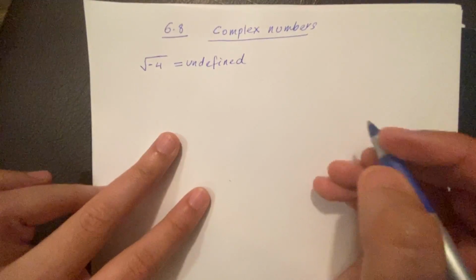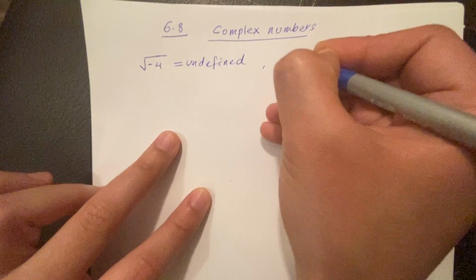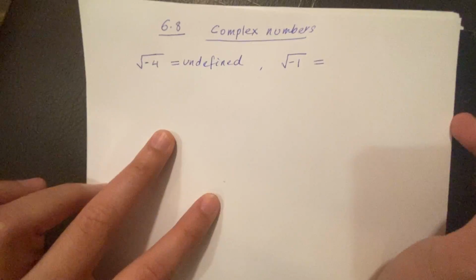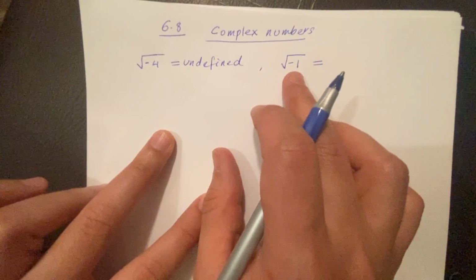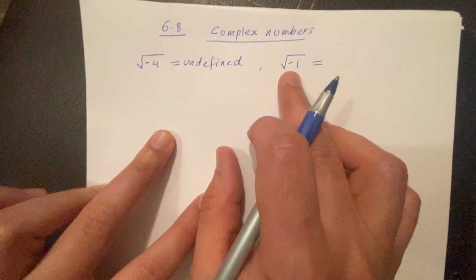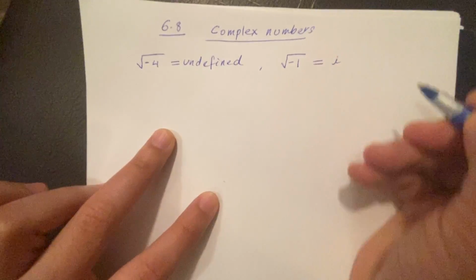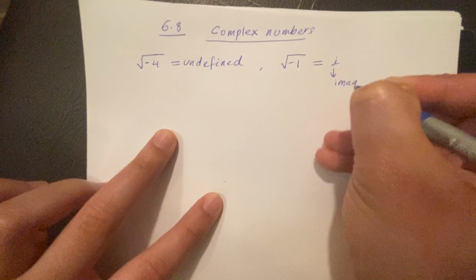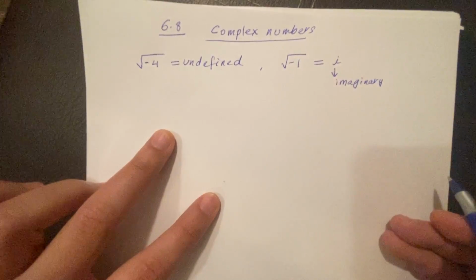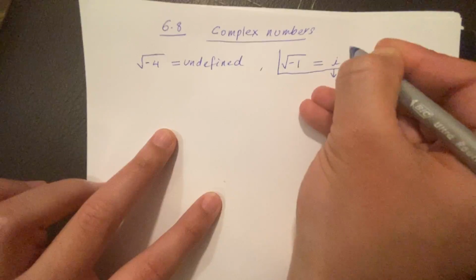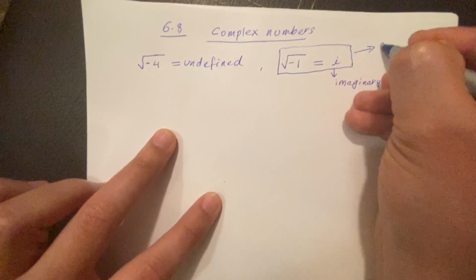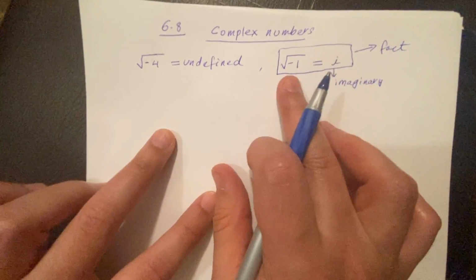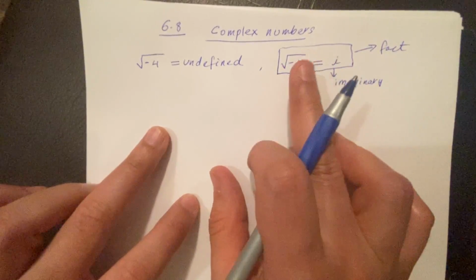So in this section, we're going to introduce a number called an imaginary number. The square root of a negative number, or in this case, the square root of negative 1, is i. So this is a fact, where i is an imaginary number. All right, so this is a fact, formula, whatever you want to say. The square root of negative 1 is i. The square root of negative 2 is not i. Just the square root of negative 1 is i.